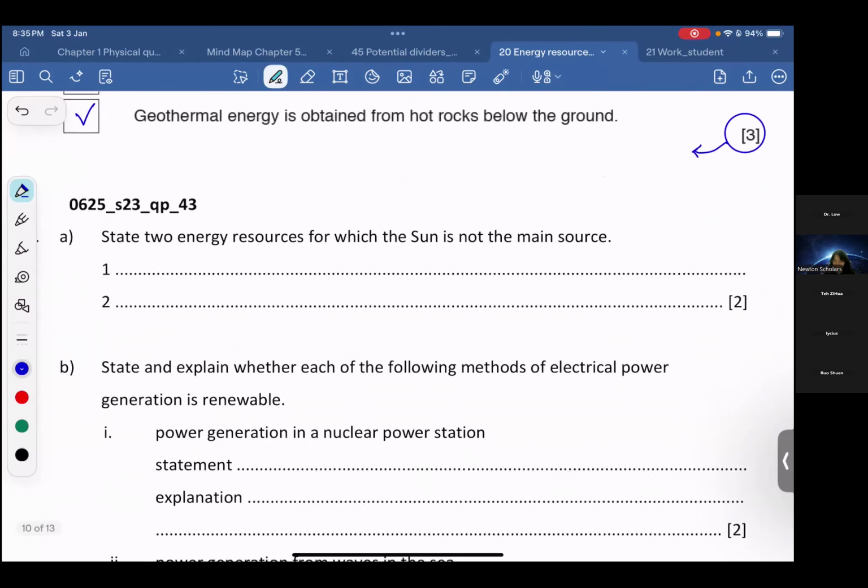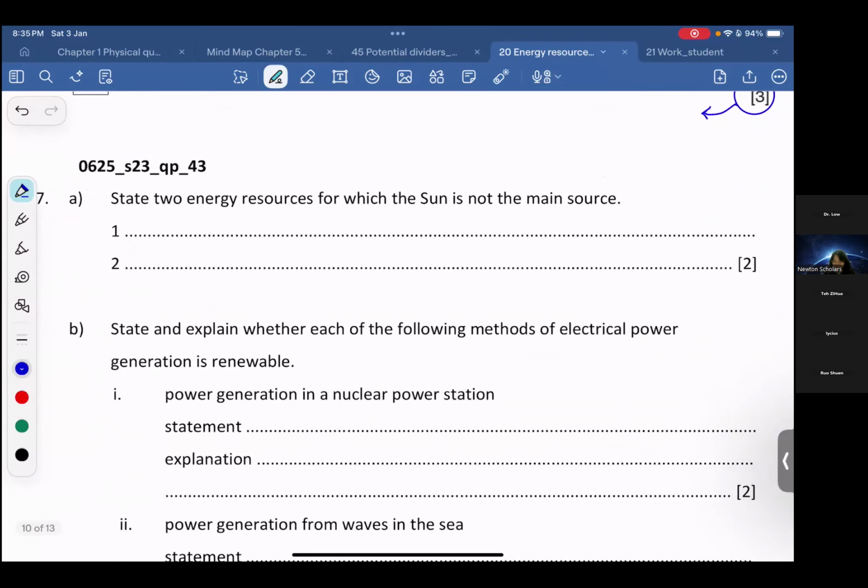Okay. Here. State 2 energy resources for which the sun is not the main source. Crystal, tell me, what do you think? Tidal and geothermal, yeah. Okay, one more. And nuclear, yes. Okay, third one. So you choose any two from here.